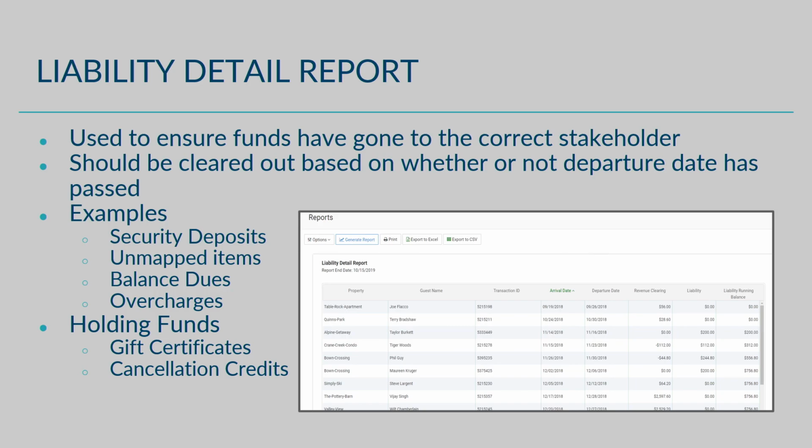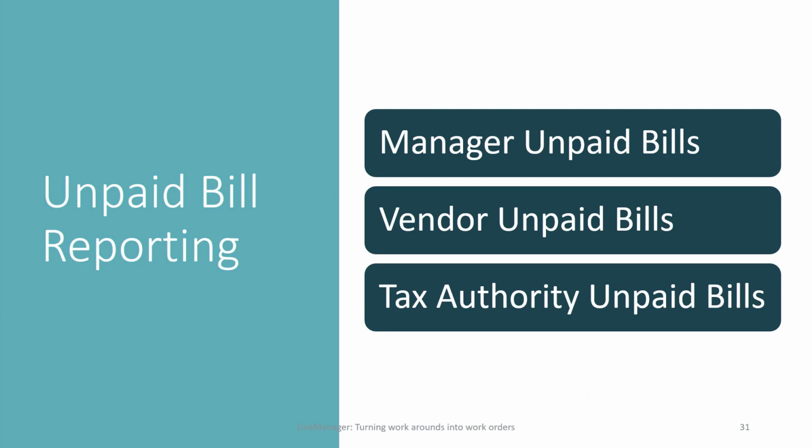Liability detail report used to ensure funds have gone to the correct stakeholders should be cleared out based on whether or not departure date has passed. Some examples would be security deposits, unmapped items, balance dues, overcharges, any holding of funds in regards to like gift certificates or cancellation credits. You'll be able to find all of those items in your liability detail report. As I mentioned, we have 3 unpaid bill reports. We have one for managers, we have one for vendors, and we have one for tax authorities. Makes it very simple. Whichever one you want to determine who's unpaid, we have a report for that particular stakeholder.